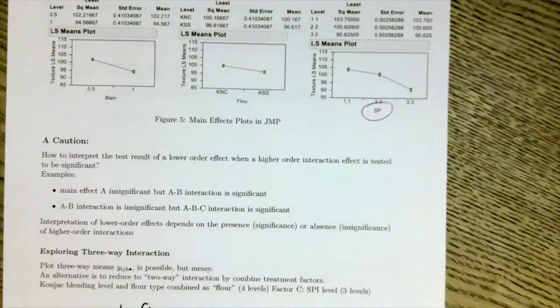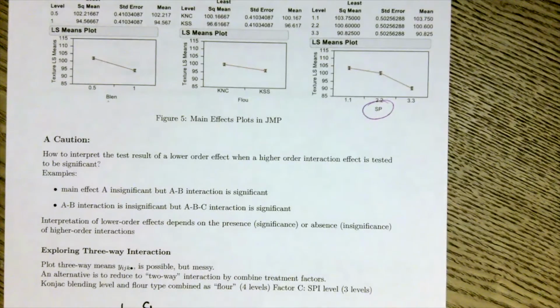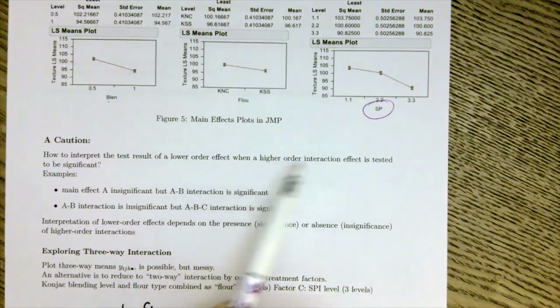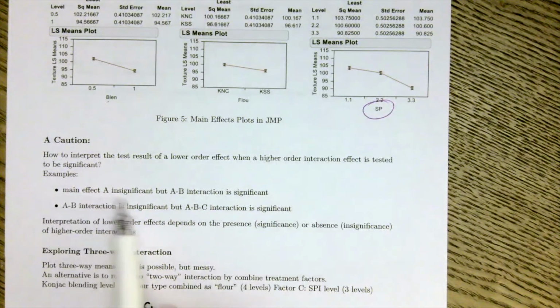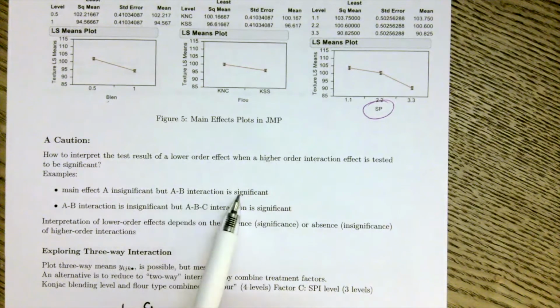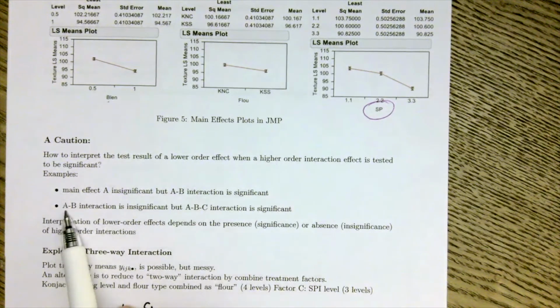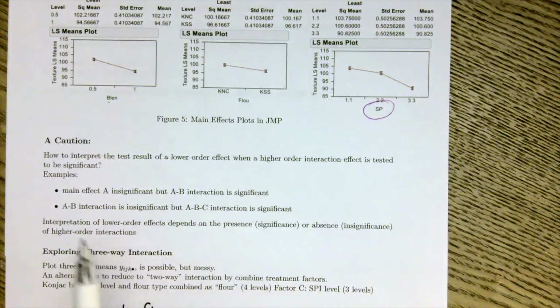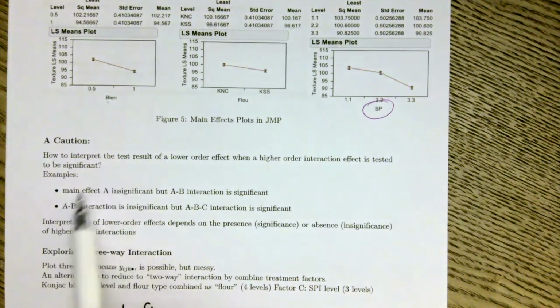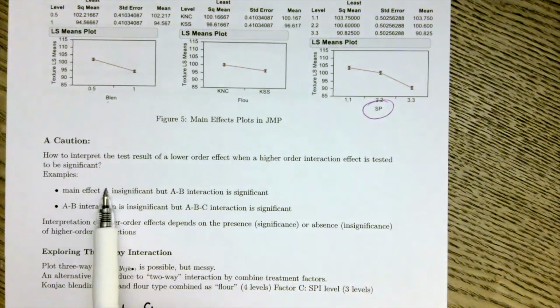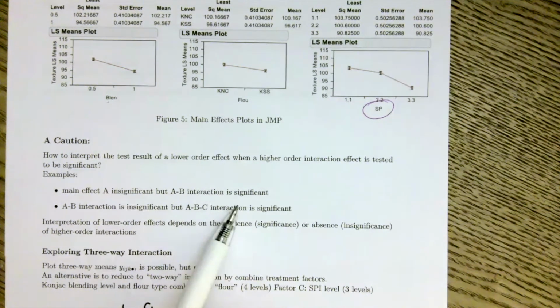Caution, how to interpret the test's results of a lower order effect while the higher order effect is significant. So if the main effect is insignificant, but the AB interaction is significant, or another example would be the AB interaction is insignificant, but the ABC interaction is significant, you just got to be really careful because the interpretation of this lower order effect depends on the inclusion or not inclusion of this higher order interaction.